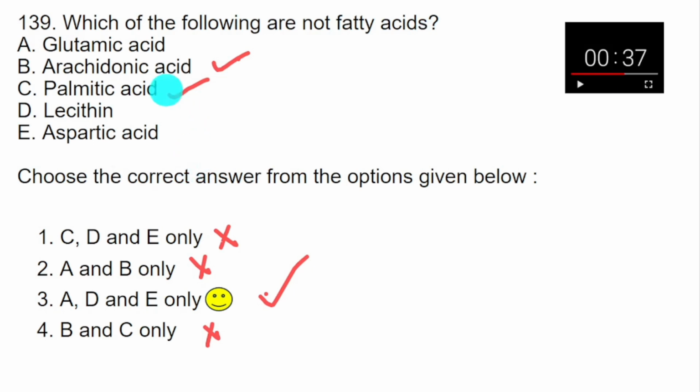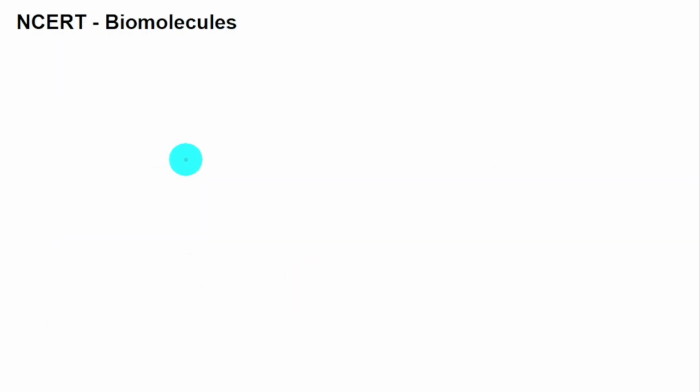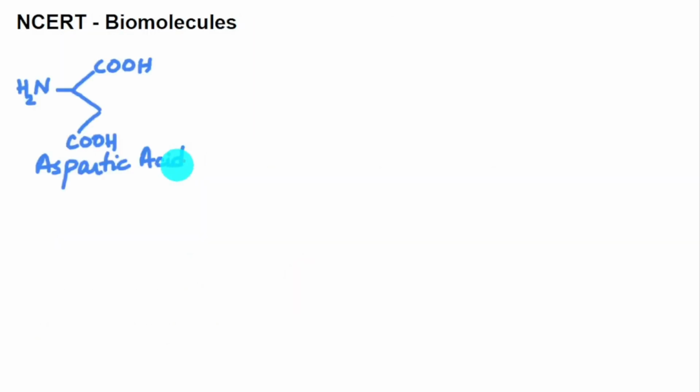So let's understand every option asked in this question. First one is aspartic acid. What is aspartic acid? It is an amino acid. So this is the structure. It has an amino group and one acid group.